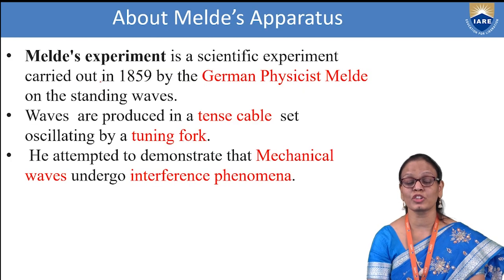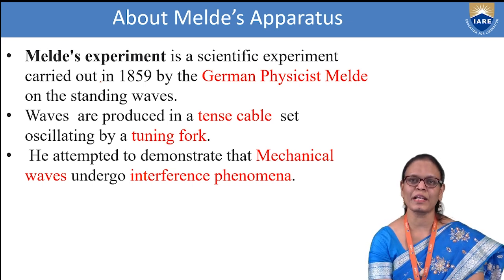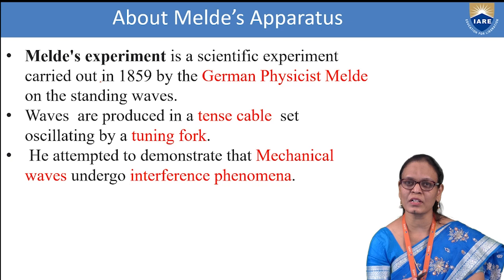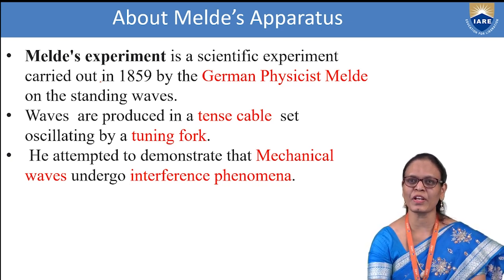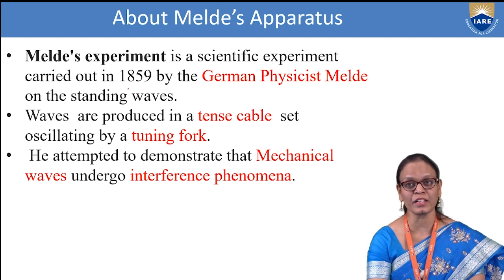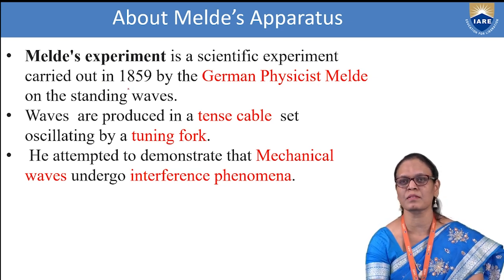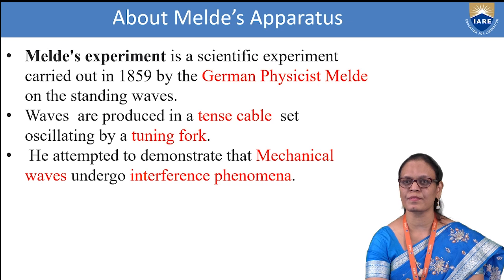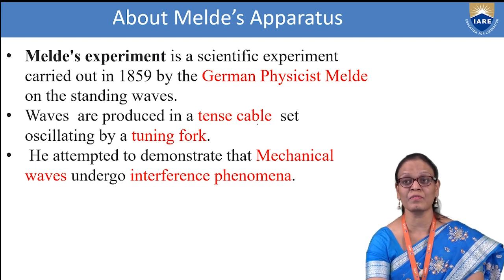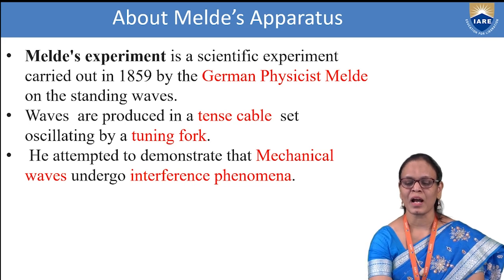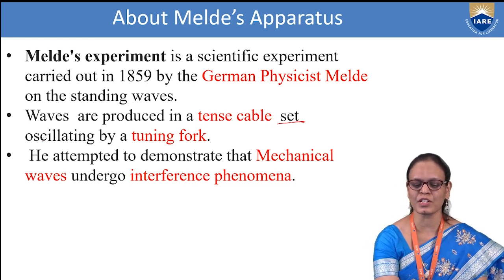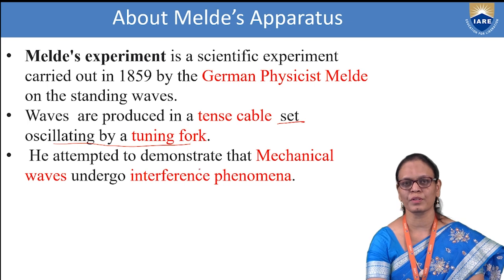Now let us talk about Melde's apparatus. Melde is the name of the scientist who gave the apparatus to view the waves using a tuning fork. So it is a scientific experiment carried out in the year 1859 by the German physicist Melde on standing waves. Waves are produced in a tense cable, a cable which is kept under tension, and then it is set into oscillations with the help of a tuning fork.